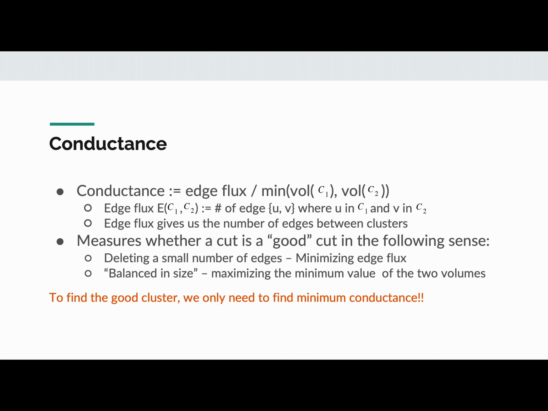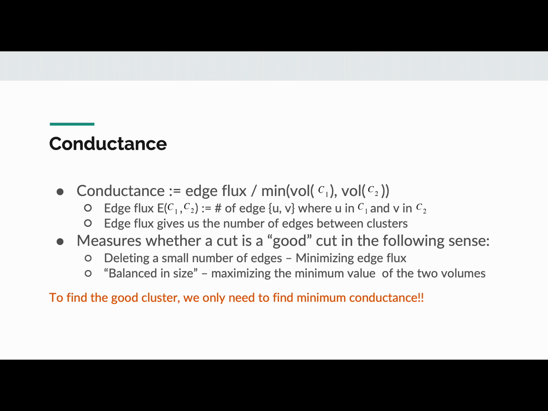Then the conductance of C1 is simply defined as the edge flux of C1 and C2 divided by the minimum volume of these two clusters. To find good clusters, we want to minimize edge flux, which corresponds to deleting a small number of edges, and we want to maximize the minimum value of the two volumes, which corresponds to the balance in size properties we want for good clusters.